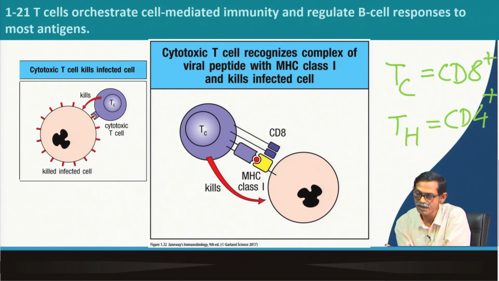So, the virus-infected cell expresses viral protein, or presents viral protein, through MHC1, which is recognized by TCR along with CD8, and it kills the virus-infected cell by giving the signal of apoptosis.